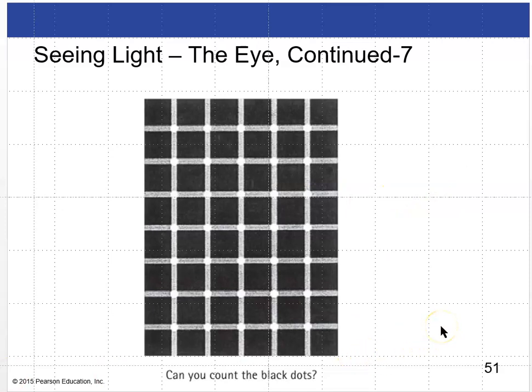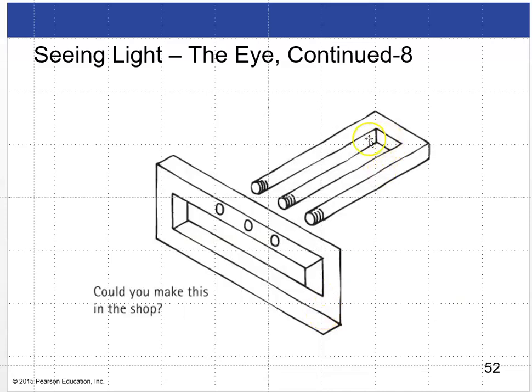This one I really like. Move your eyes around in this, and you can see the black dots show up and the white dots disappear. The more you move around, the more black dots you see. And you can't count them because they're not really there. This one is a famous one. It's a matter of perspective. You can never build this in the shop because this central prong here does not exist.